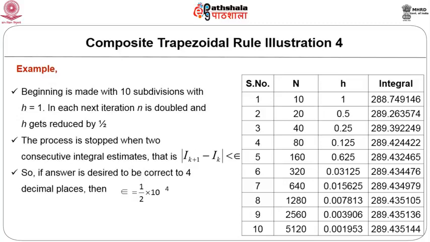Next you again double, so 1280, h is 0.007813, and the value of the integral is 289.435105. Next 2560, h is 0.003906, and the value of the integral is 289.435136, and so on. At the end of 11 iterations, the value of the integral becomes constant up to 5 decimal places, and the result is 289.43515. So this is how the process can be applied to get the integral correct to the desired accuracy.